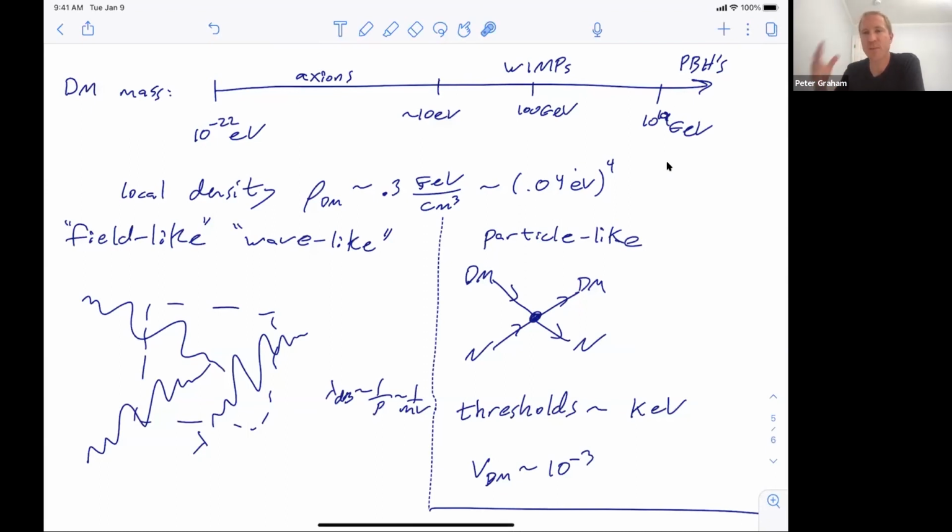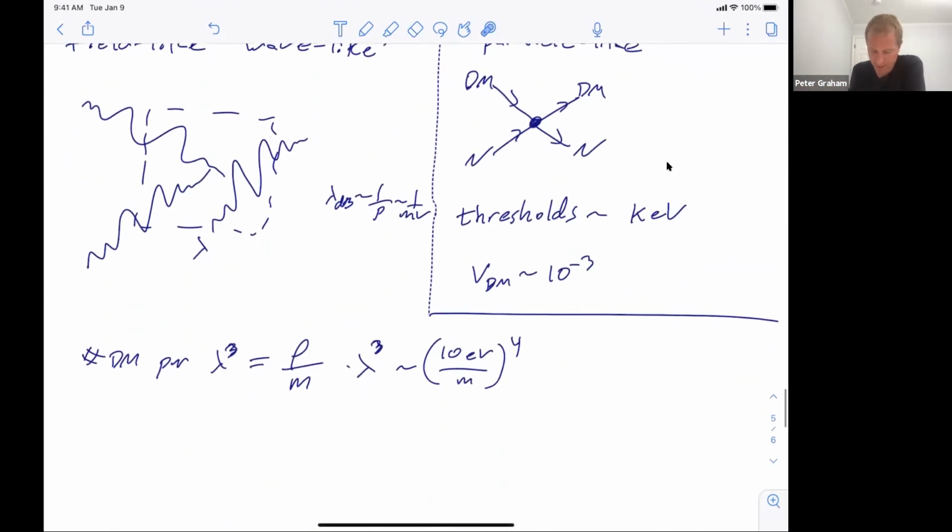Absolutely, right? The galaxy is a big place. You look around, there's some average density. I've written it here, the number density, or let's say the number per de Broglie wavelength cubed. That's an average, right? But it'll certainly have fluctuations.